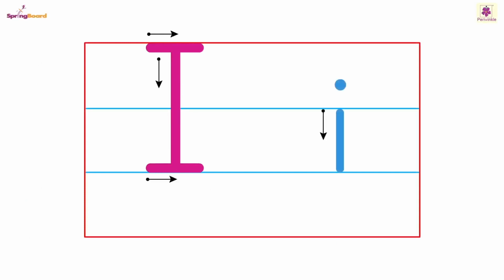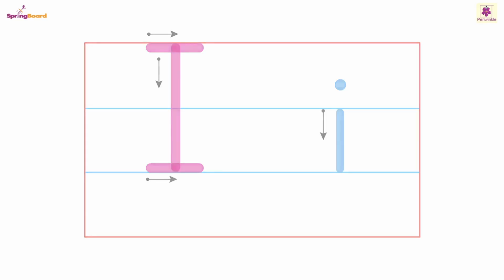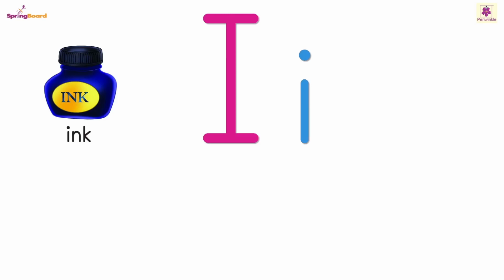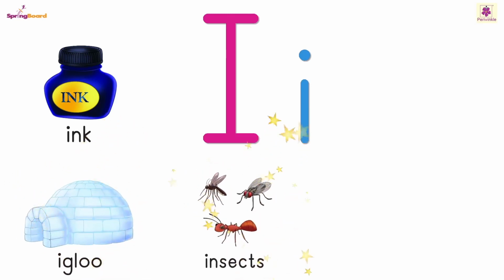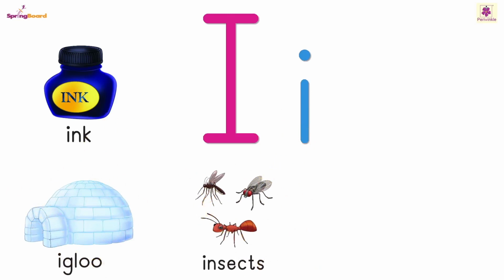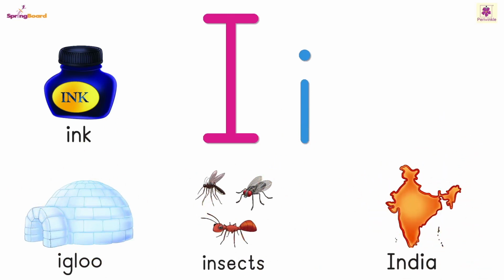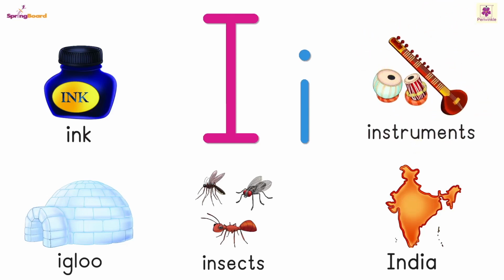This is letter I. The sound of letter I is I. Let us name a few things that begin with the sound of I. I. Ink. Igloo. Insects. India. Instruments.